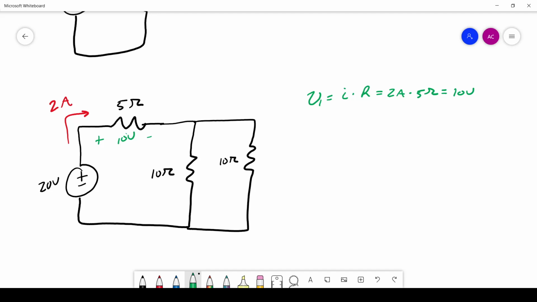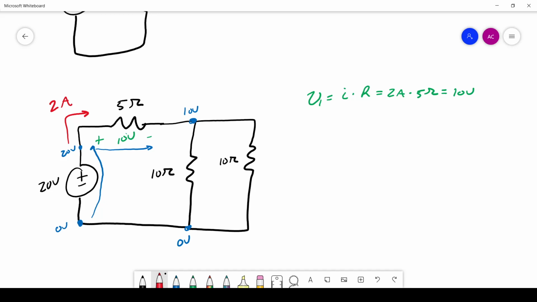Now let's start down here. We go up, have a 20 volt increase, and then we have a 10 volt drop. We started off at 0 volts plus 20, so this is 20 volts up here. And then that means over here we have 10 volts after we have that drop. So we have 10 volts here, 0 volts here. Now we know the voltage across both of those parallel resistors, so we don't even have to do the parallel simplification.